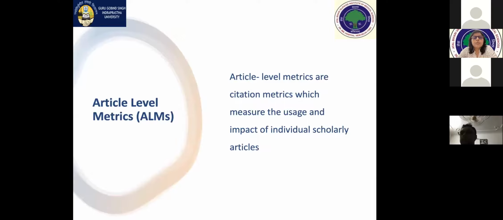Now we move on to the article level metrics. Article level metrics are citation metrics which measure the usage and impact of individual scholarly articles which are published in any journal.